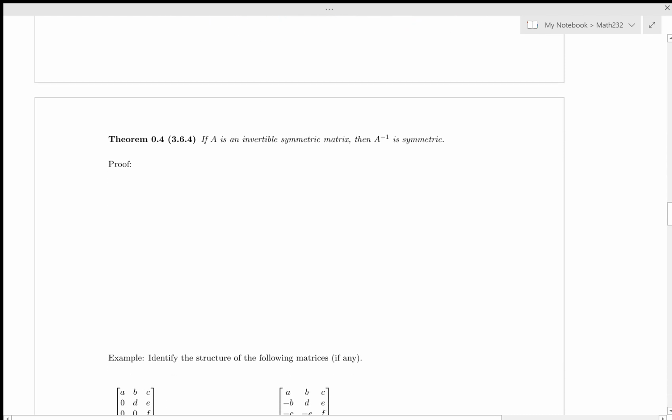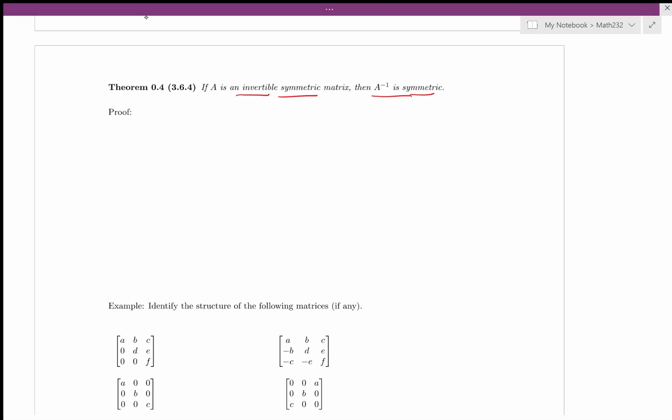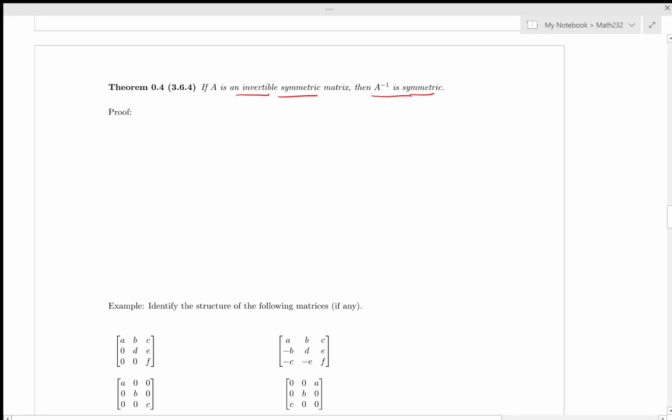Next, if A is an invertible matrix and it's symmetric, then the inverse is also symmetric. We're running this one under the assumption that A has an inverse. A is invertible, so it has an inverse. I'm going to take the transpose of that.